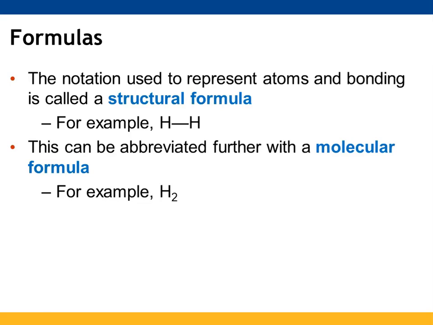Sometimes you will see the dots that are representing the electrons that are being shared written with lines. When you see those lines, we're dealing with structural formulas, and then we can simplify that even further by just writing the chemical formula of the atoms that have been combined together.